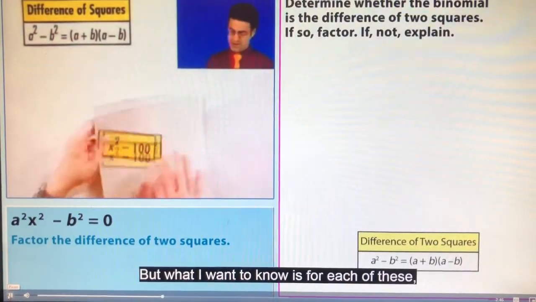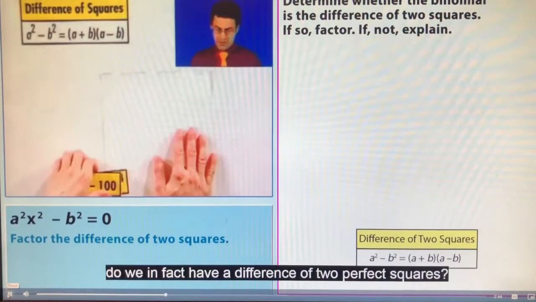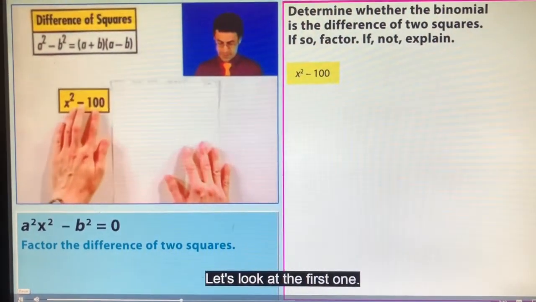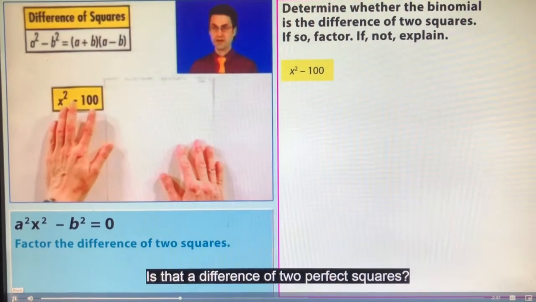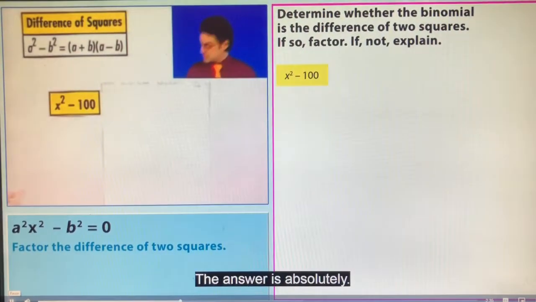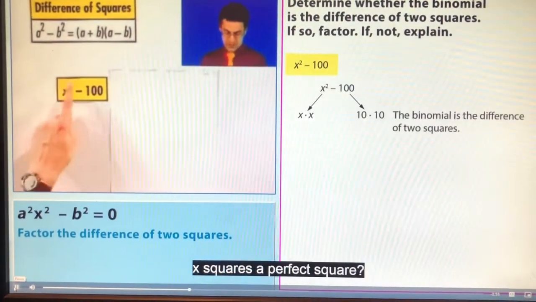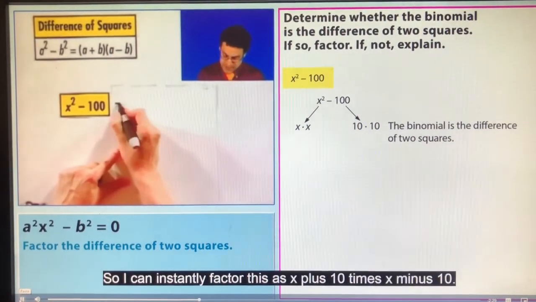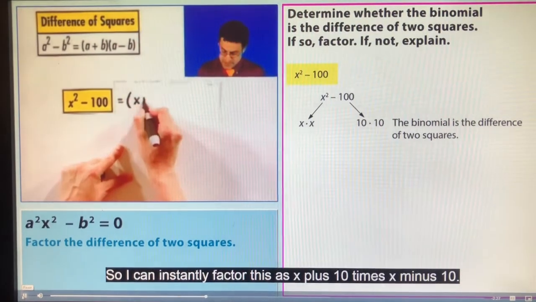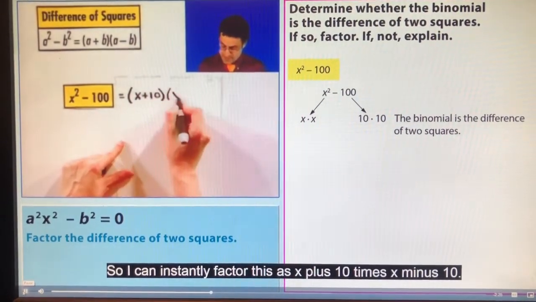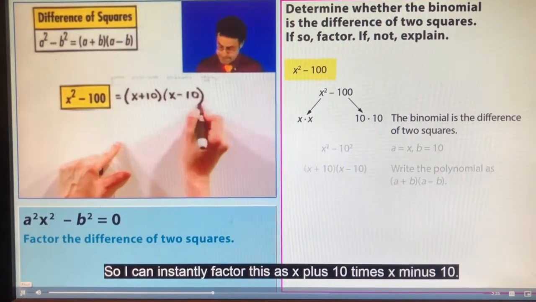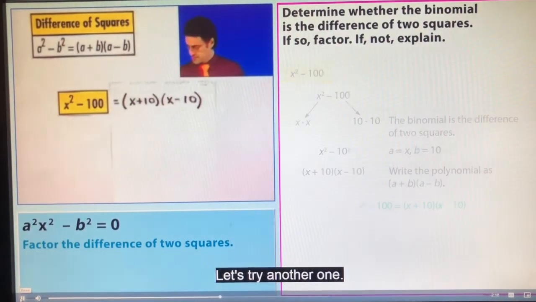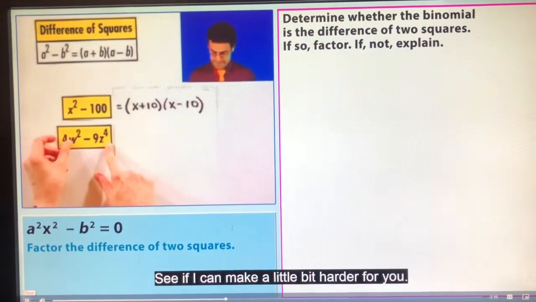And what I want to know is, for each of these, do we in fact have a difference of two perfect squares? Let's look at the first one. Is that a difference of two perfect squares? The answer is absolutely. X squared is a perfect square. 100 is a perfect square. So I can instantly factor this as x plus 10 times x minus 10. I love it. Let's try another one. See if I can make it a little bit harder for you.